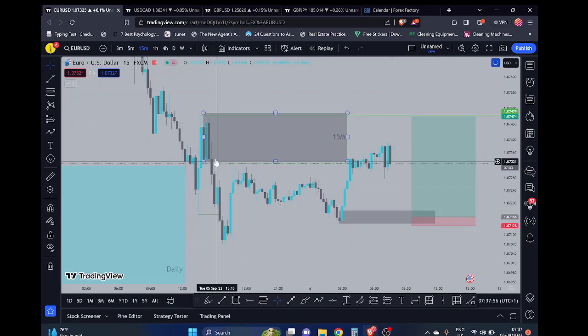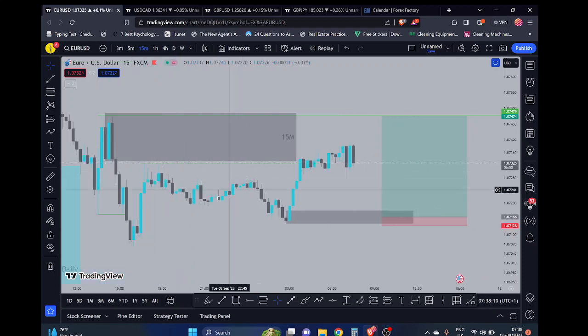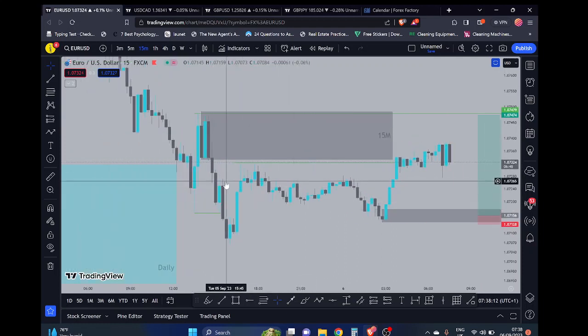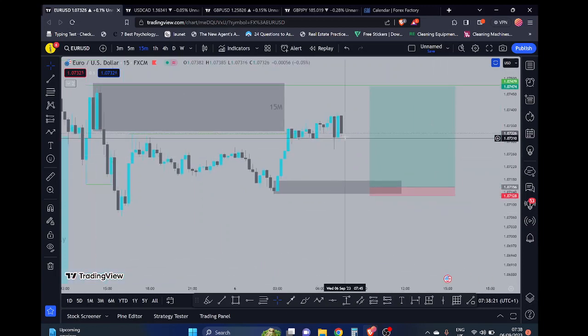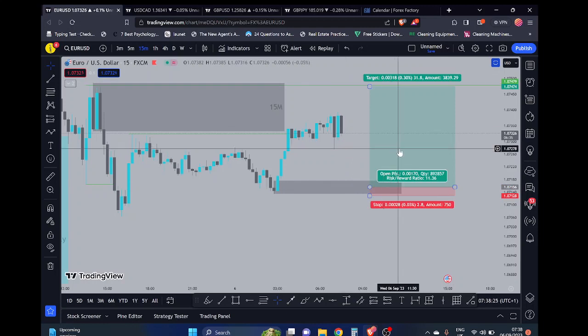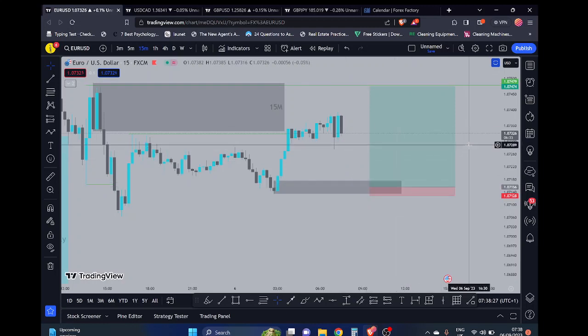Since I see a break of structure, you can see the price came all the way down, came all the way up, broke the structure to the downside. So I'm expecting, since we've broken this one, a change of character on the lower time frame. When I say change of character, I'm talking about the internal structure. So there's a change of character here, then there's another break of structure here. I'm waiting to enter this other block for a long. This is a 1 to 11 risk to reward ratio. This is very, very okay.